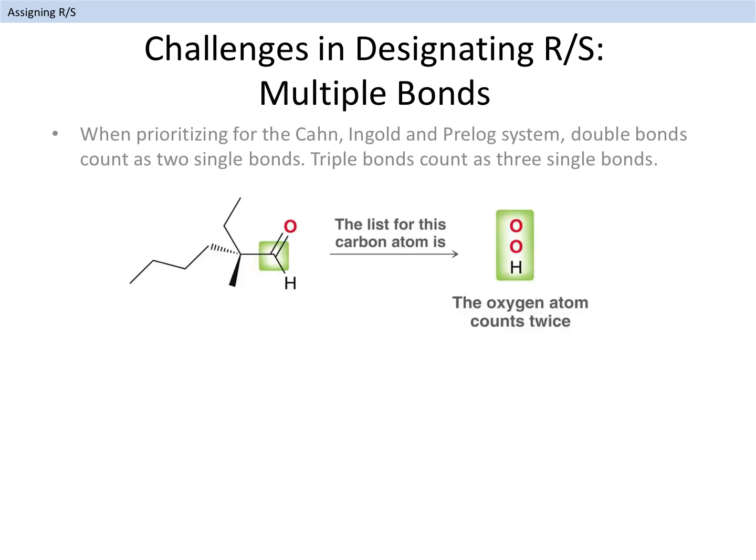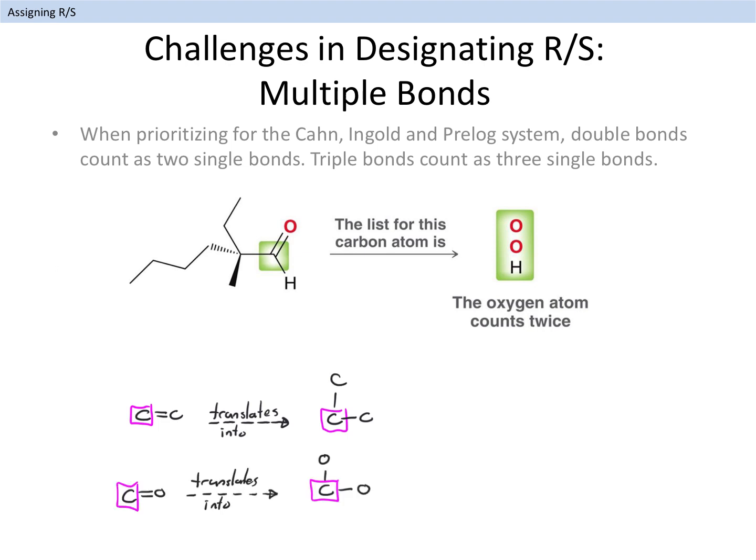When prioritizing for the Cahn, Ingold, and Prelog system, we also need to know how to handle multiple bonds. For double bonds, we treat them as if the atoms are bonded to two single atoms. For example, a carbon-carbon double bond is considered as if each carbon is bonded to two single carbons. Similarly, for a carbon-oxygen double bond, the carbon is treated as if it is bonded to two oxygens.